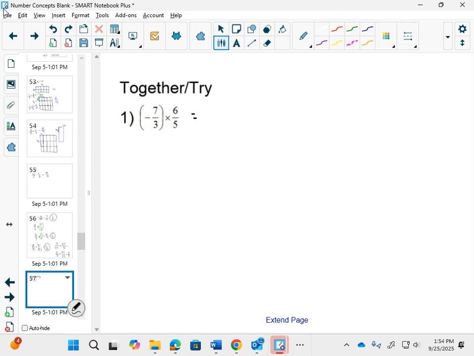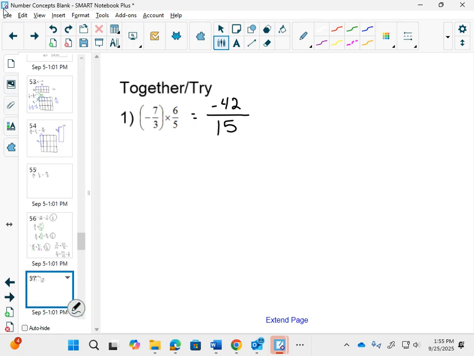So to check, if we're multiplying this together, multiply the tops. You have 7 times 6, and we have a negative there. So negative times a positive will be negative. So I'll get negative 42, and 3 times 5, 15. Okay? Now we have to put it in lowest terms.